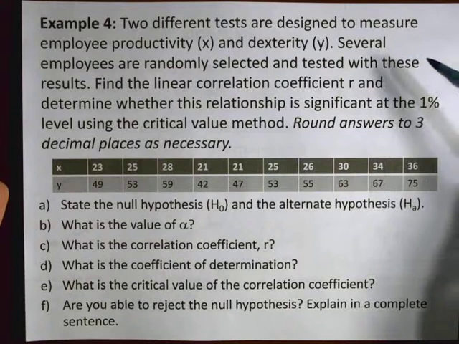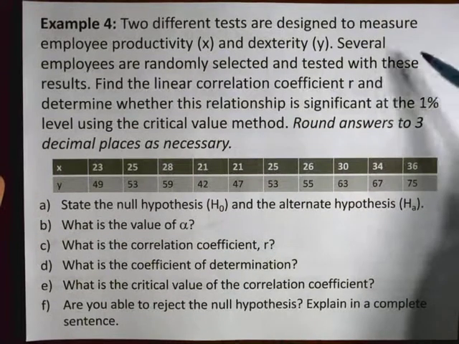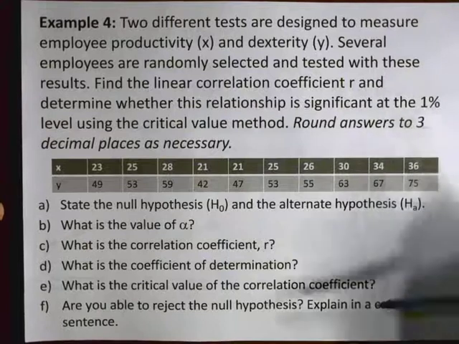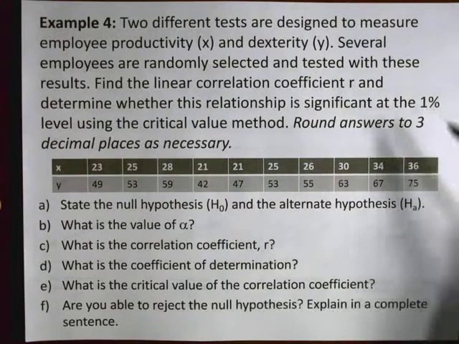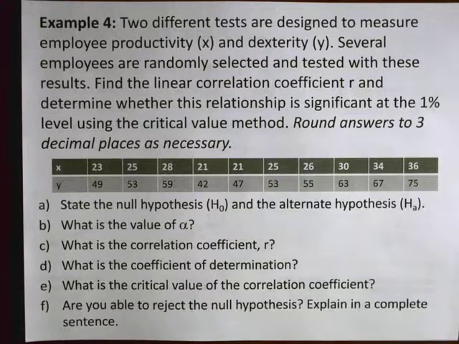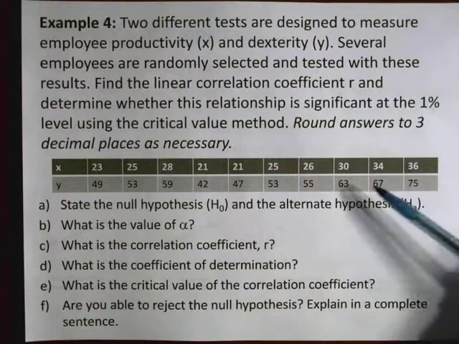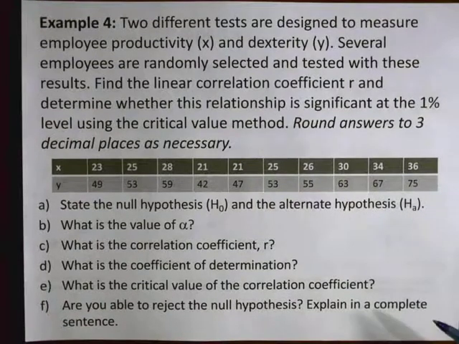So they grabbed several employees, randomly selected and tested, with the results, and were asked to find the linear correlation coefficient R and to determine whether or not that relationship is significant at the 1% level using the critical value method. So we'll go ahead and do the null and alternative hypotheses, and follow the same set of steps that we do for the t-test and the z-test.